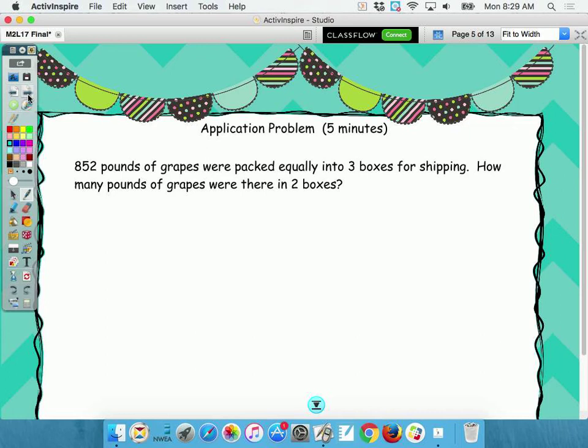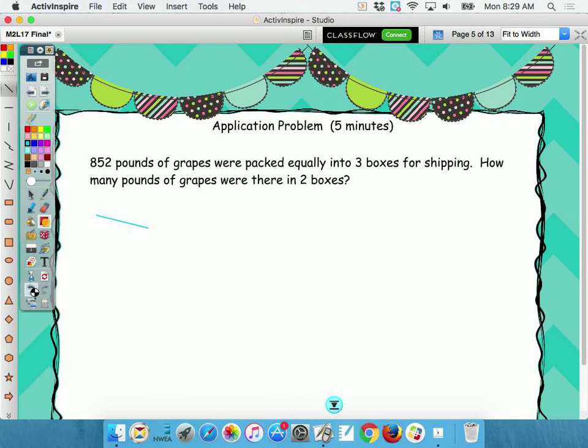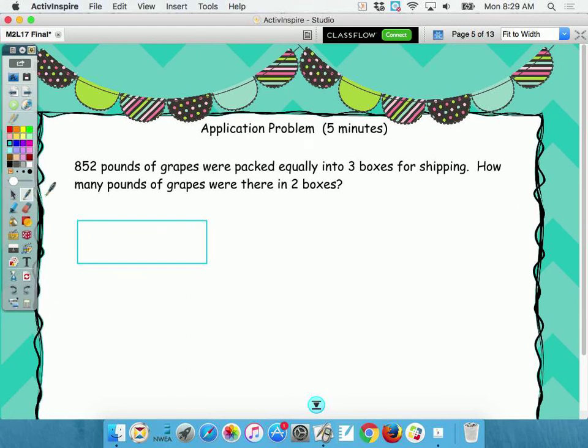Okay, I am recording. 852 pounds of grapes were packed equally into 3 boxes for shipping. How many pounds of grapes were there in 2 boxes? Oh, that's easy. So how do I figure this out? Isabel, tell me what you think.